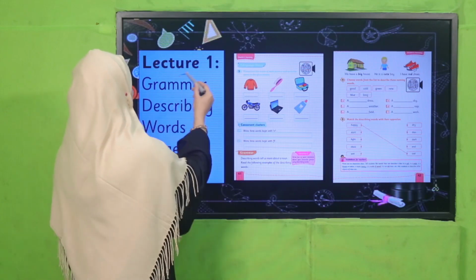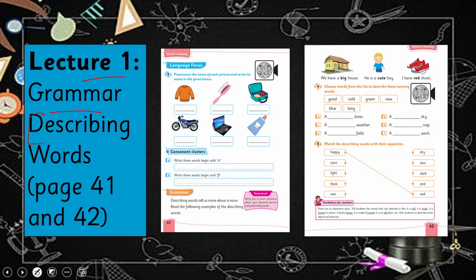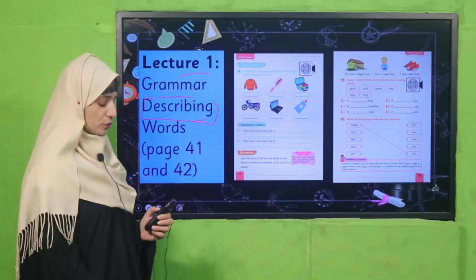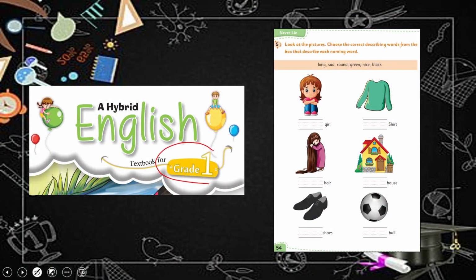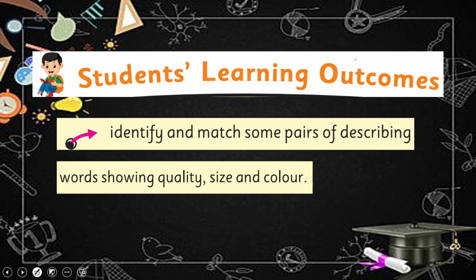Our today's lecture number 1, under the title of grammar, we are going to learn about describing words, how we can describe things, naming words, through different describing words. Before, in English for grade 1, you have already learned about describing words, my dear students. I hope you remember it. If you do not, you can watch this video lecture again.